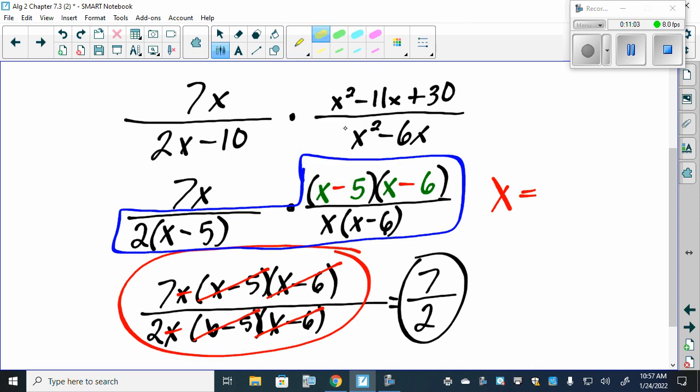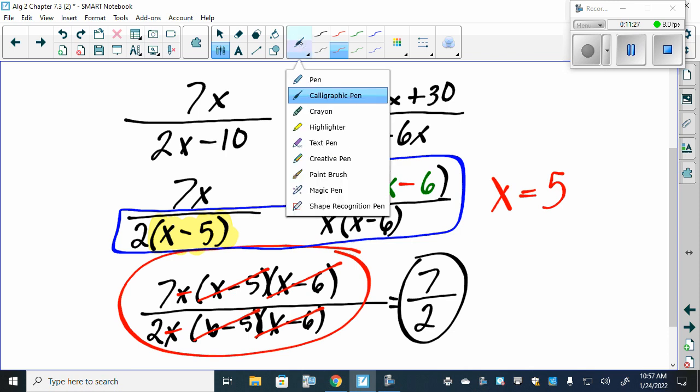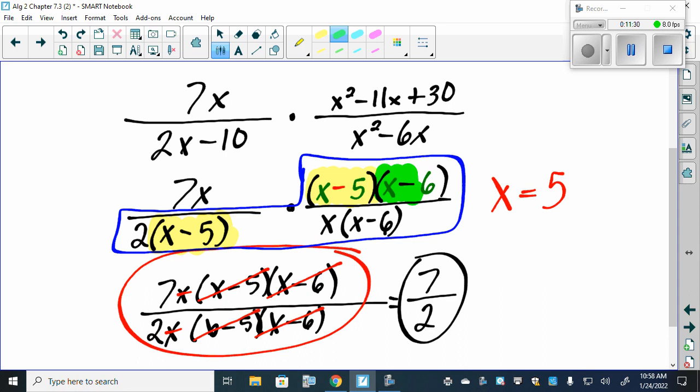And as we look at this here, well, we do have an x minus 5 and an x minus 5. We do have it in two spots. So we only need to list that restriction once. What value of x is going to make x minus 5 0? 5, because 5 minus 5 is 0. Now we also have x minus 6 and then x minus 6. Well, that would be 6, because 6 minus 6 is 0. So we can't have a value of x as 5 or 6.